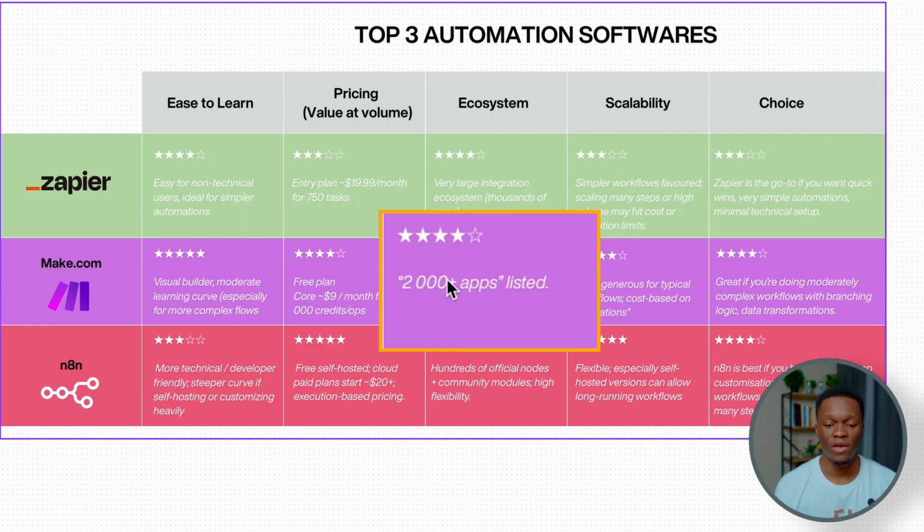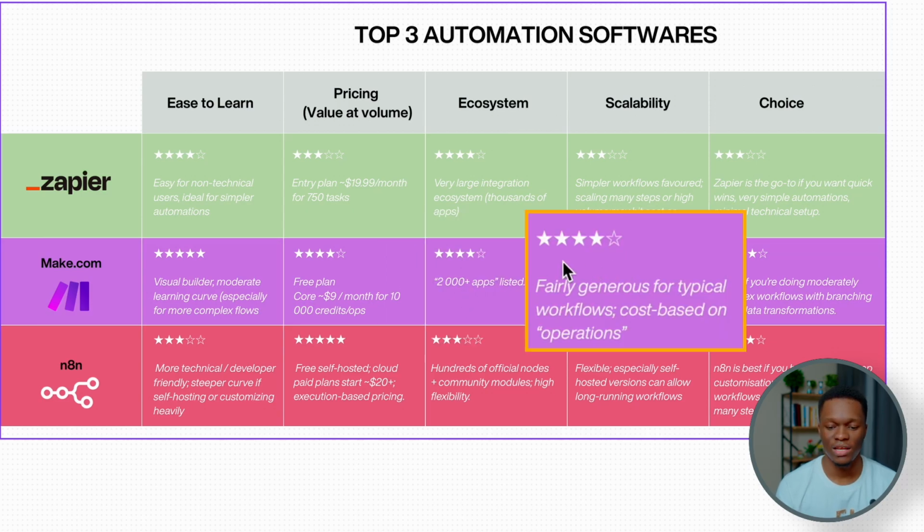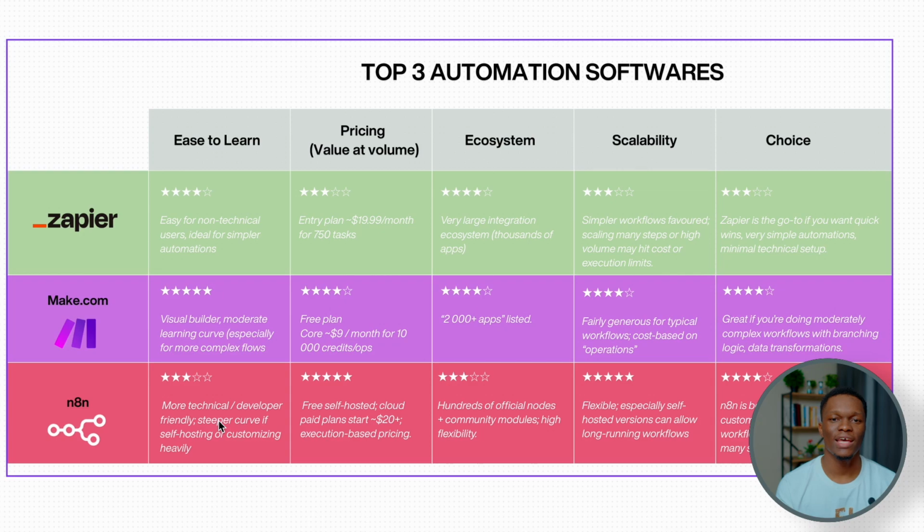The ecosystem is very robust, like Zapier. So it's a 4 out of 5 stars. The scalability is a 4 out of 5 stars because they're fairly generous for typical workflows and the cost is based on operations. The last tool on the list is called N8N.